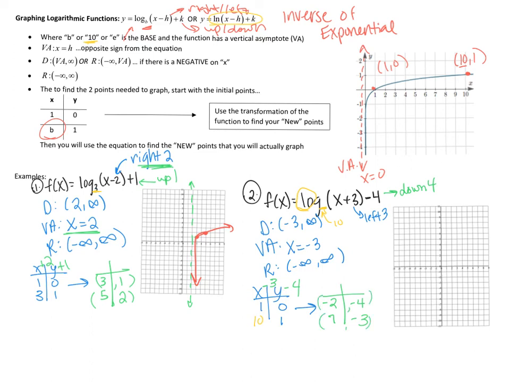So let's go graph these ordered pairs here. So I'm going to have negative 2, negative 4. And then I'm going to have 7, negative 3. I'm going to make my vertical asymptote at negative 3. And then I'm going to connect the dots, those 2 points, and the closer one will approach that vertical asymptote.